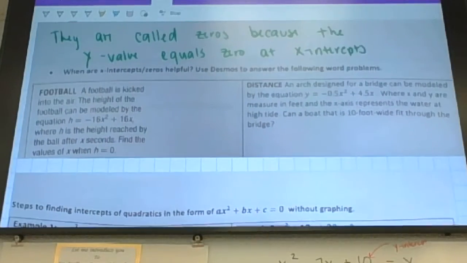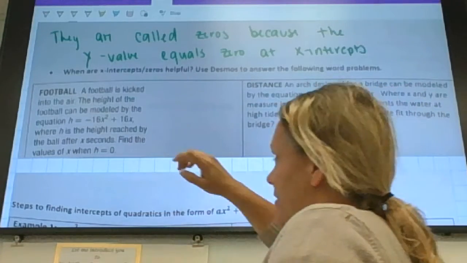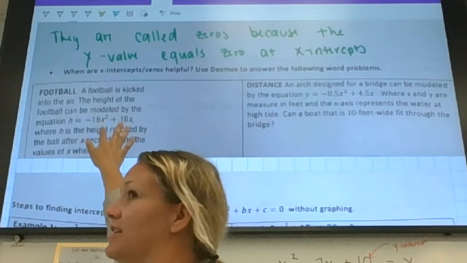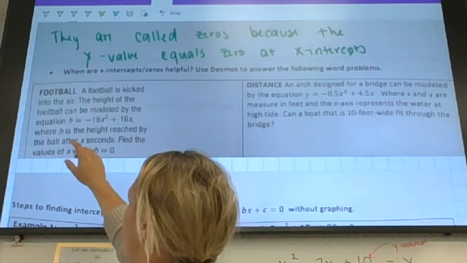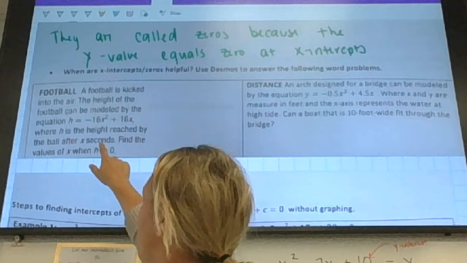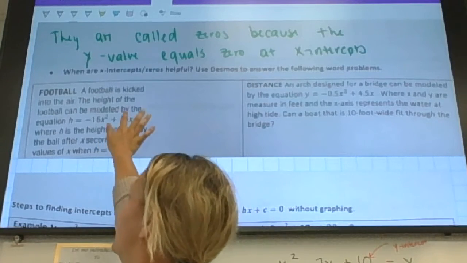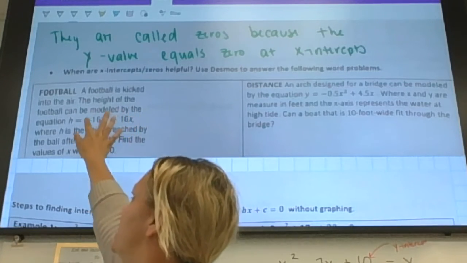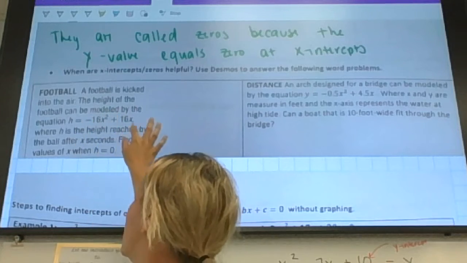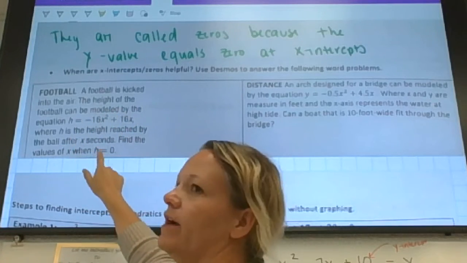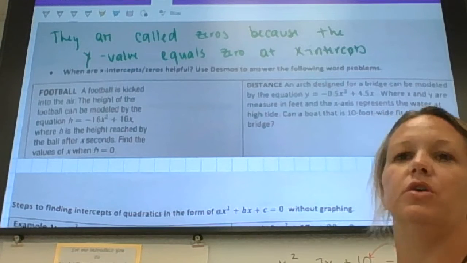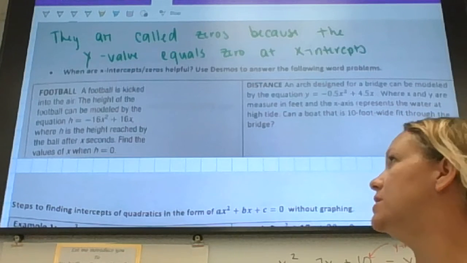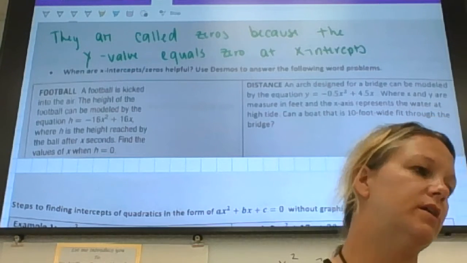Good one. Okay. This time we're talking about a football. The football is kicked into the air. The height of the football looks like this, very much like the rocket equation we did Friday, where h is the height reached by the ball after x seconds. I want you to enter this into Desmos and tell me what are the values of x when h is 0. You don't type in h equals. You just put the negative 16x squared.